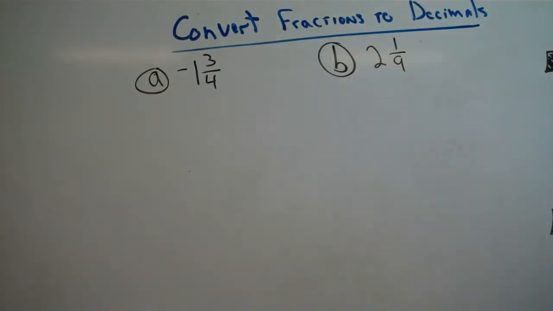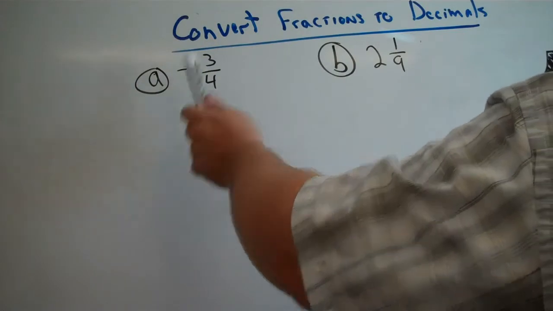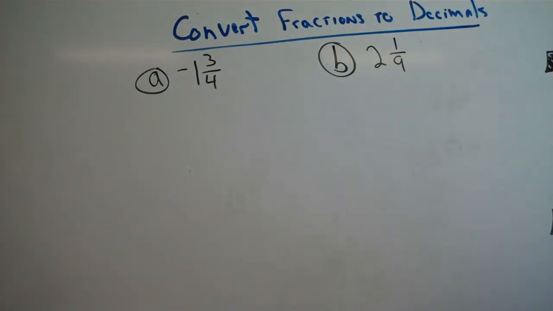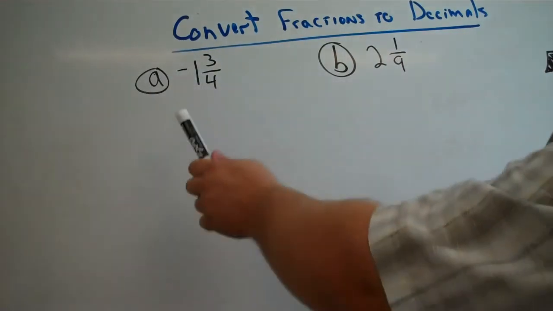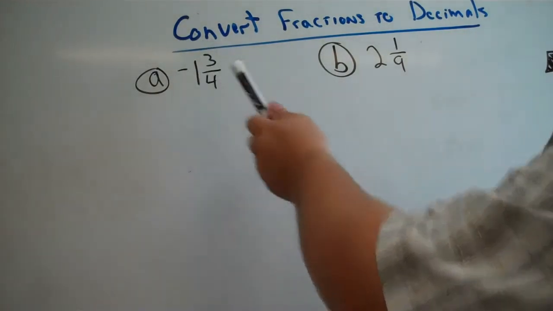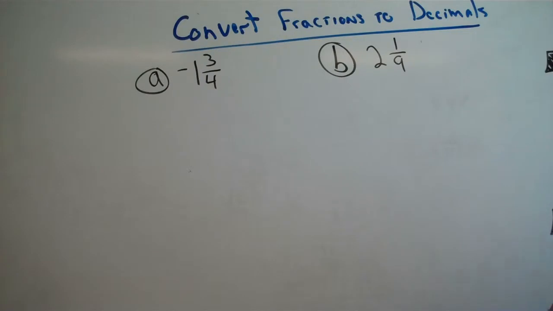We need to convert this into an improper fraction. In order to do so, we will take this -1 and convert it into fourths. There are 4/4 in one whole. So this will become 4/4, and we already had 3/4, so 4/4 and 3/4 becomes 7/4.